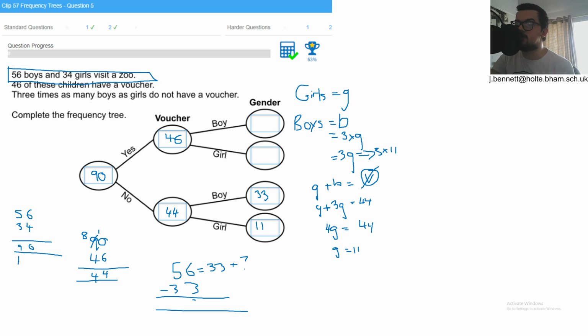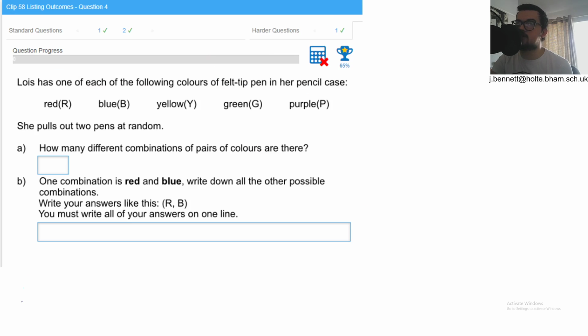6 minus 3 is 3, 5 minus 3 is 2. So 23 boys do have a voucher, and then we can just do 46 minus 23 to get the last bit. So 46 minus 23, 6 minus 3 is 3, 4 minus 2 is 2, so 23 girls and 23 boys do have a voucher, 33 boys and 11 girls don't have a voucher. That's that question done. Let's go on to the next one.